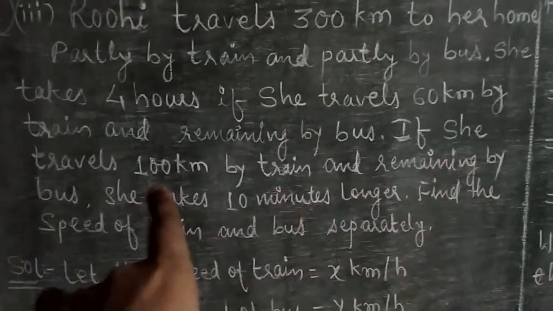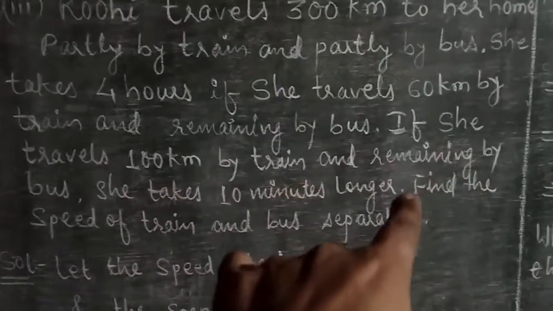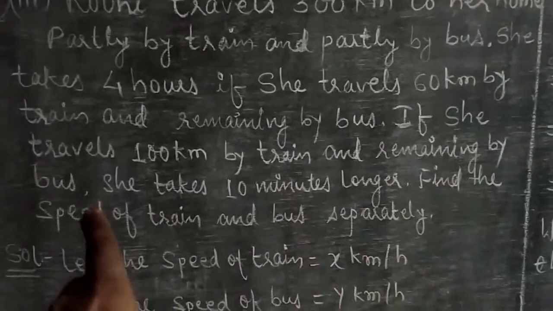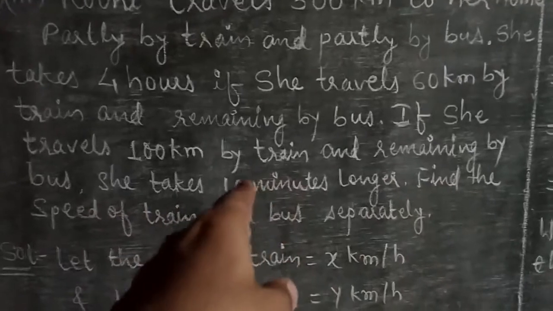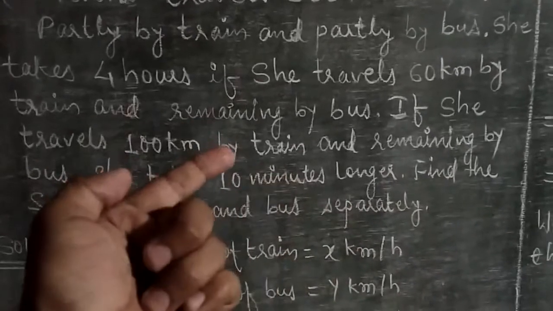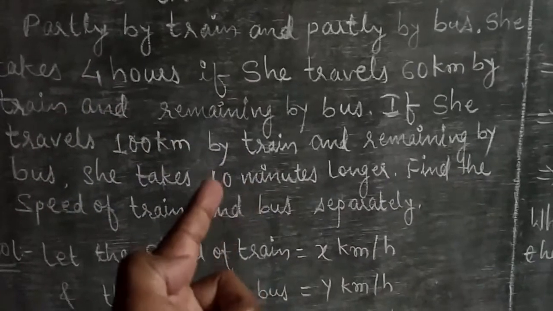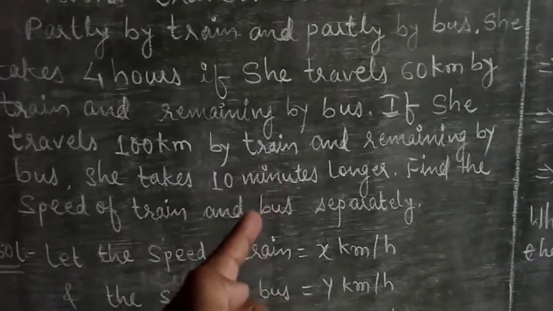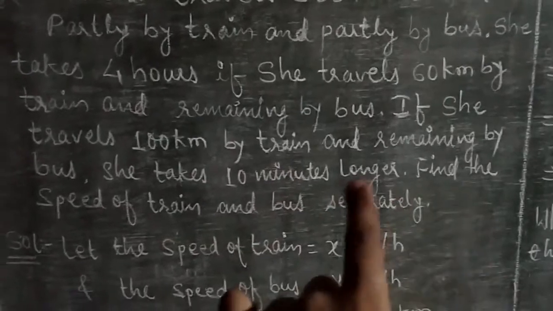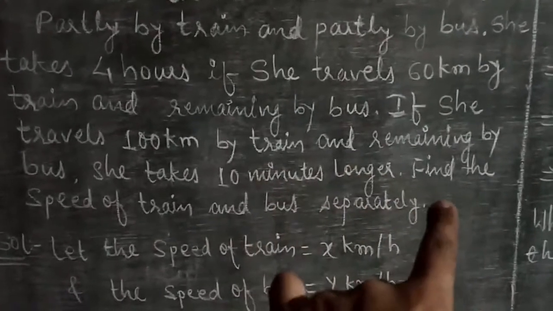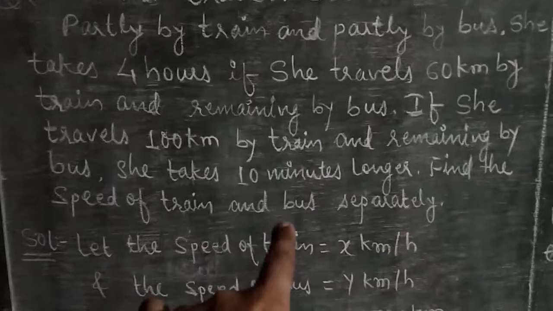If she travels 100 km by train and the remaining, that is 200 km, by bus, she takes 10 minutes longer than the previous one. The previous time was 4 hours, so here the time will be 4 hours plus 10 minutes. Here we will convert minutes into hours. Now find the speed of the train and the bus separately.